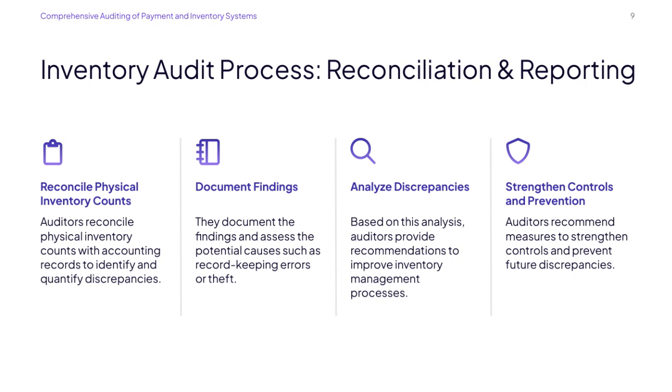After that, a thorough analysis of these discrepancies helps us understand the underlying issues. Based on this analysis, we provide actionable recommendations to improve how inventory is managed. Finally, we focus on strengthening internal controls by suggesting measures that help prevent similar discrepancies from occurring in the future, ensuring more accurate and reliable inventory management moving forward.